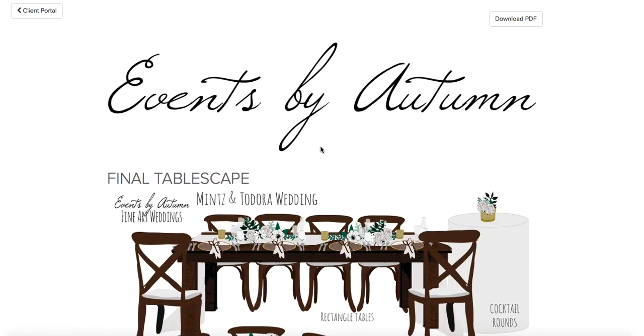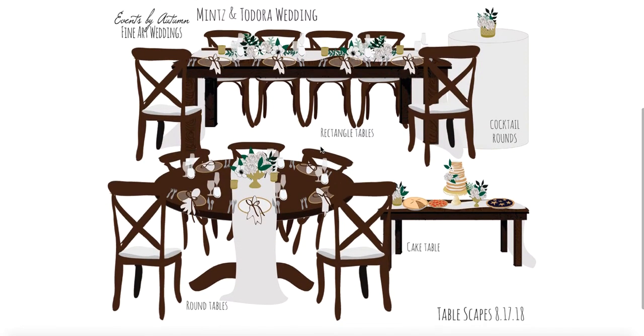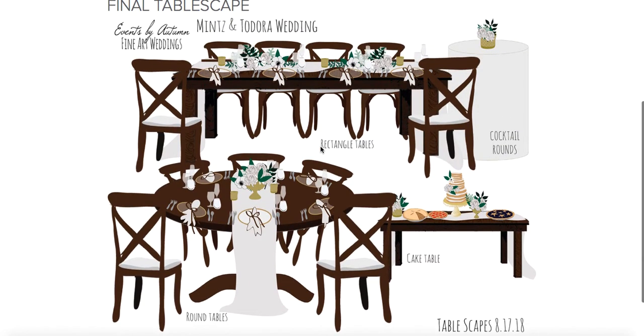All right, next thing on here, tablescapes. This is the digital sketch for your tablescapes. This is her finalized version. In preliminary versions, you're going to also get a list of what we mean by what we're drawing. So you'll get actually a checklist of what's included on the tables.